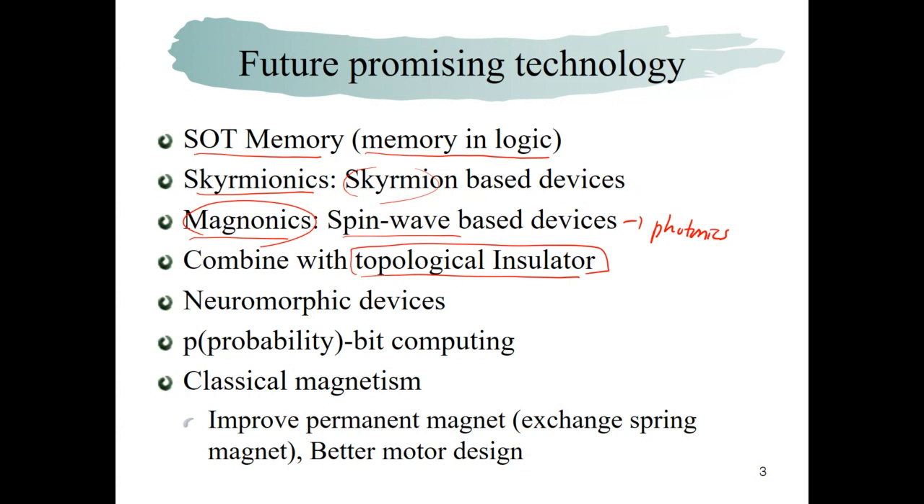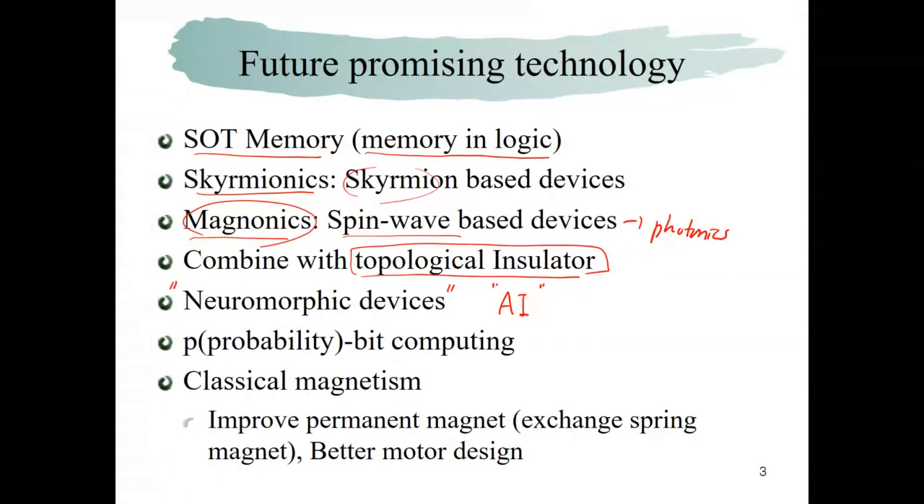the topological insulator. Okay, and another very important thing is the neuromorphic devices. As you know, the most important technology is AI, artificial intelligence. And in AI, there are two approaches. One is the von Neumann approach. The other one is the non-von Neumann approach.